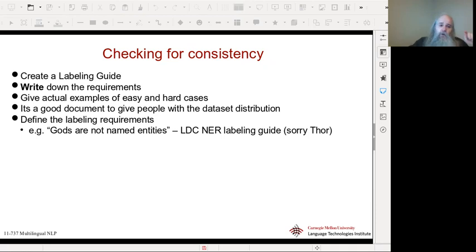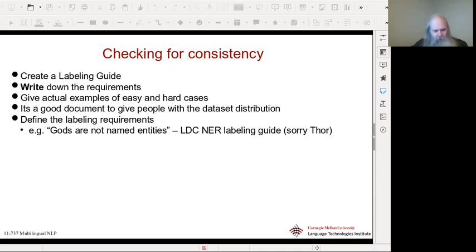When you're writing a labeling guide, it's a good idea to give actual examples of: this is one of these, this is one of those, this is an ambiguous case, and therefore you should mark it as ambiguous. So for example, I know that the LDC NIST named entity labeling guide says that gods are not named entities. So you're not supposed to mention gods and label them as named entities. It has been decided that we're not to do that. So sorry, Thor, you get left out. I'm going to give an explicit example about that.